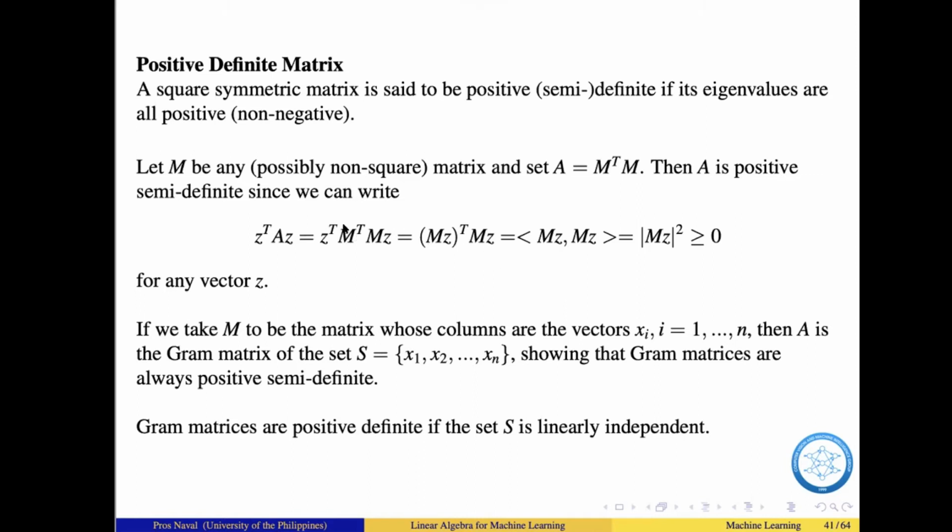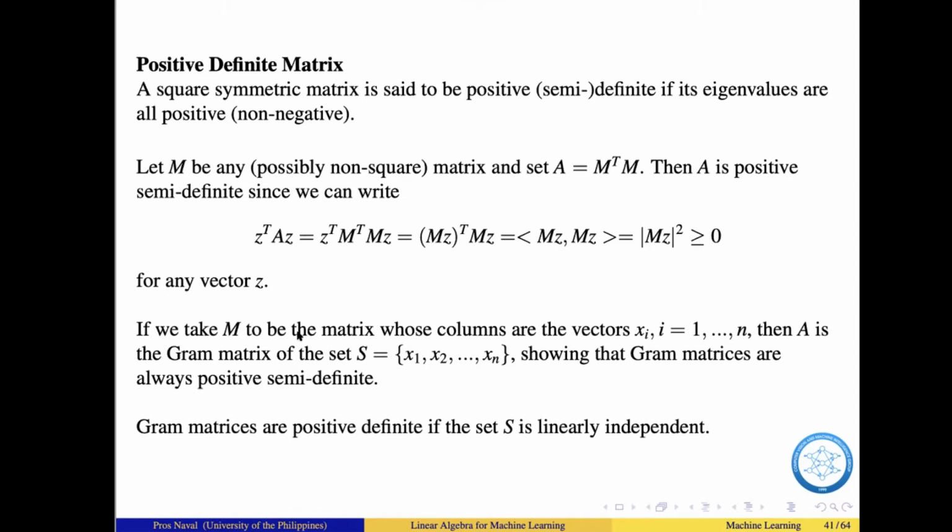Okay. So Z transpose M transpose is (MZ) transpose MZ. Okay. So this is just the inner product of MZ by itself. And since we know that the inner product is always non-negative for any vector z, we have shown that your matrix is positive semi-definite.